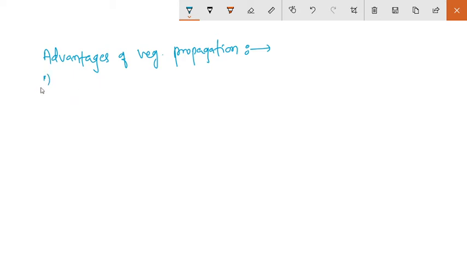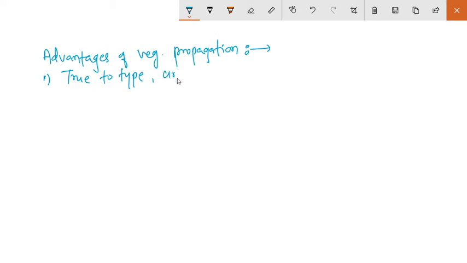Then we will discuss the advantages. Advantages of vegetative propagation. First of all, these are true to type. True to type means they are exactly similar to the mother plant. They are known as prototype.